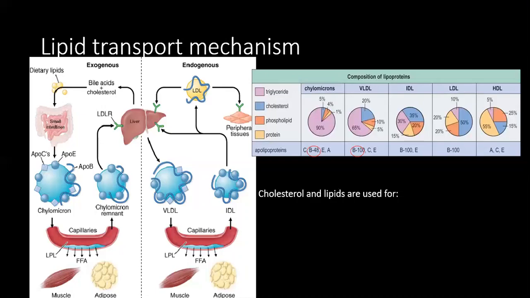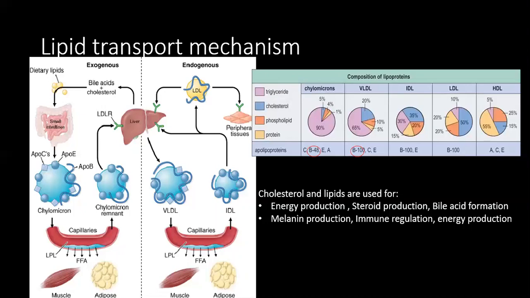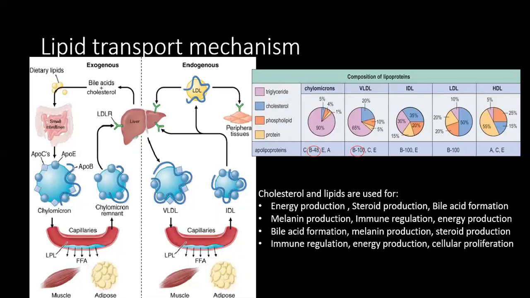Okay, so we have a little MCQ coming up. So what are cholesterols and lipids used for? They are used for energy production, steroid production, bile acid formation, or melanin production, immune regulation, and energy production. Bile acid formation, melanin production, and steroid production, or immune regulation, energy production, and cellular proliferation. So A, B, C, or D. What does everybody think? I think we have a poll we can do.